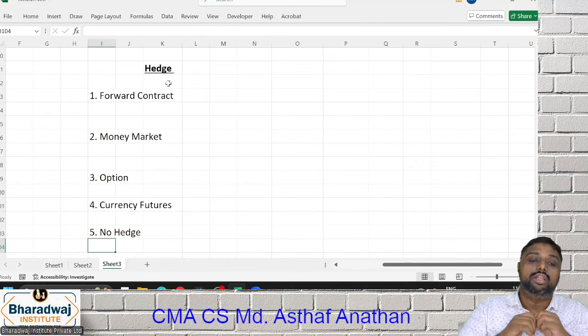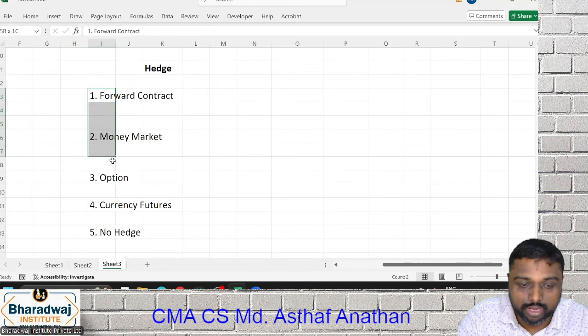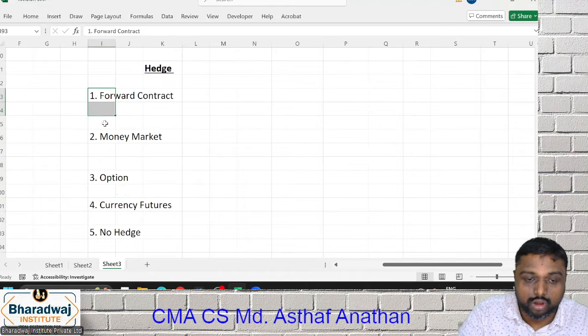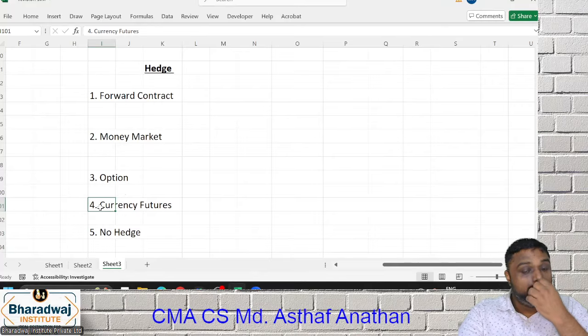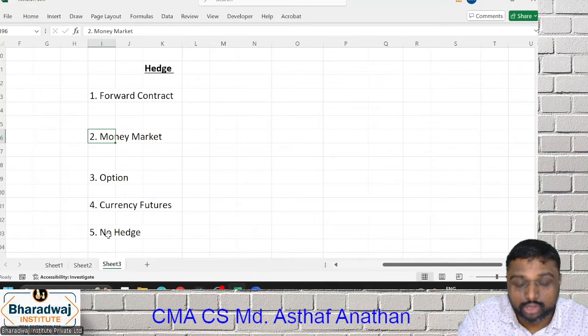So these are all the 5 types. For exam purposes, generally they ask forward, money market, and options. Sometimes they will ask forward, money market, and currency future also. Sometimes they will ask money market, options, and no hedging.